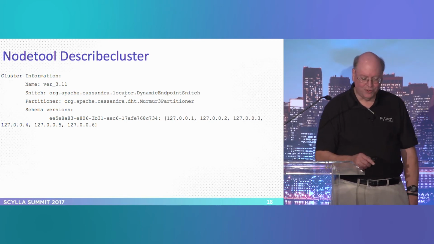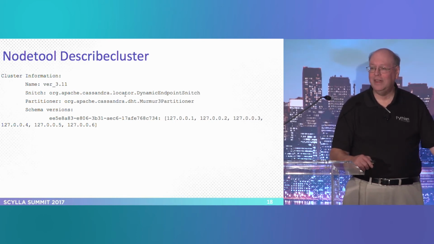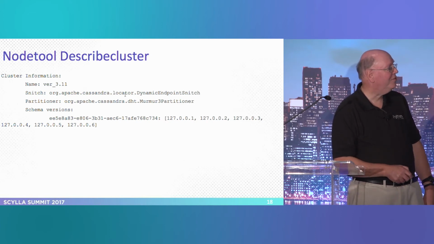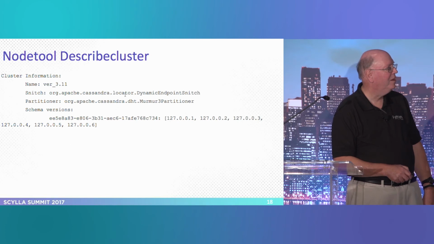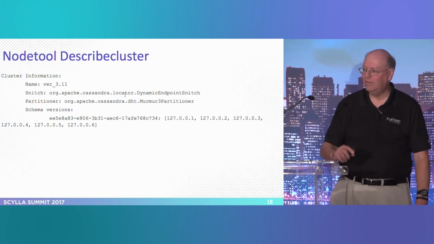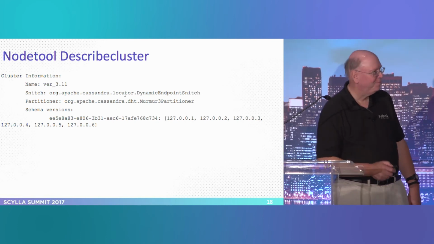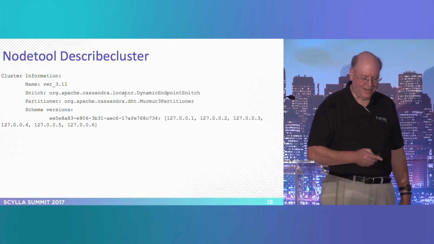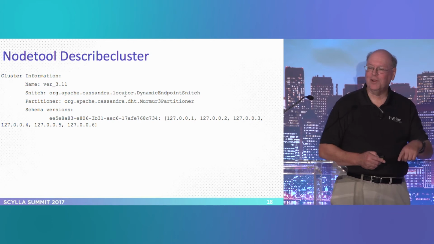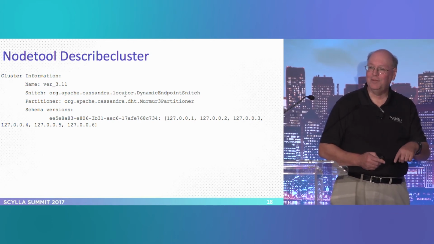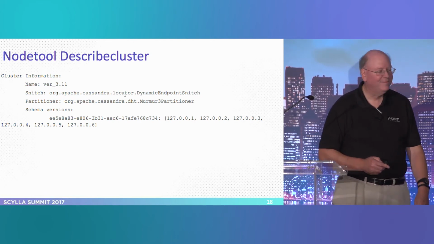So one of the things you always want to do after you issue a DDL command is issue a describecluster to find out if all your cluster nodes have the same schema version. If they don't, you want to take remedial action. I've learned this the hard way many times in Cassandra. I've not had that experience yet with Scylla, but I haven't done a lot with Scylla yet.